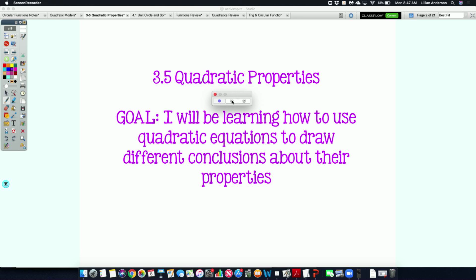Today we're talking about quadratic properties. We're still in the functions unit, and we're going to finish that out. We're going to cover quadratics, exponentials, logarithms, sinusoidal functions, all the functions, okay? So today you're going to be learning how to use quadratic equations to draw different conclusions about their properties in all things quadratic. The next day we're going to do quadratic models, and then we'll move forward after that.